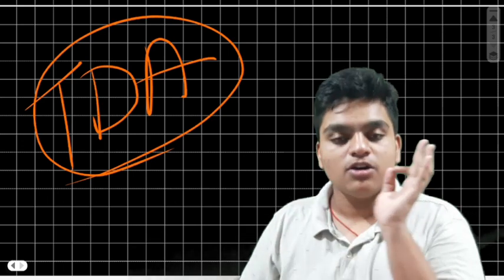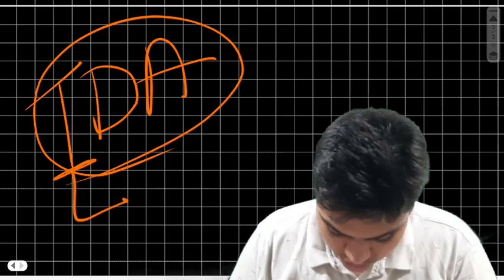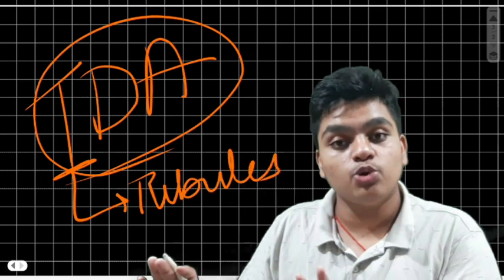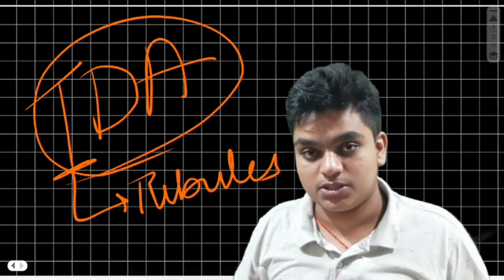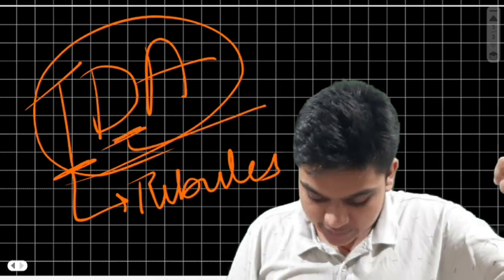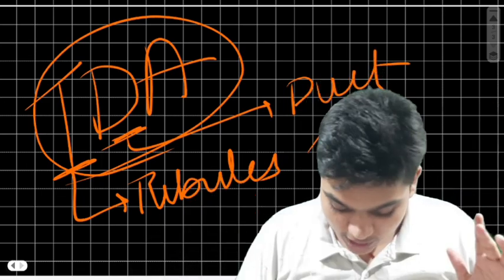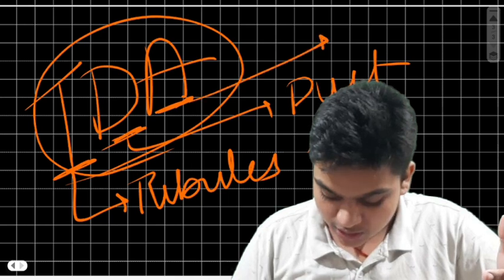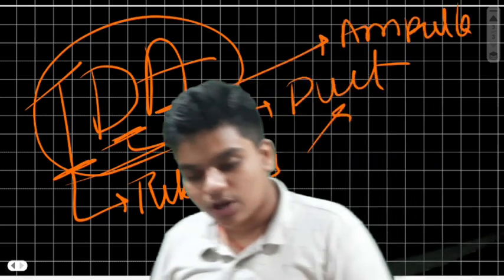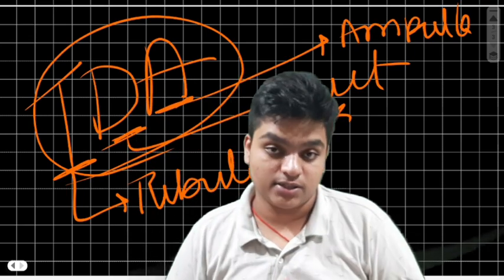T means tubules. After alveoli, tubules come first. Whatever the tubule name may be, tubules come first. The second one is D. What is meant by D? Ducts come. After tubules, the milk passes through the ducts. After ducts, it passes through the ampulla. Remember, wherever you have heard the word ampulla, it is a combination of two or more ducts.